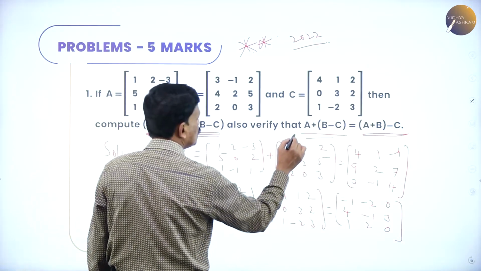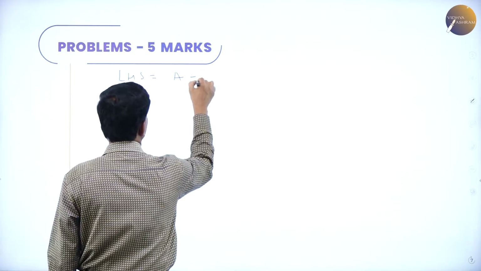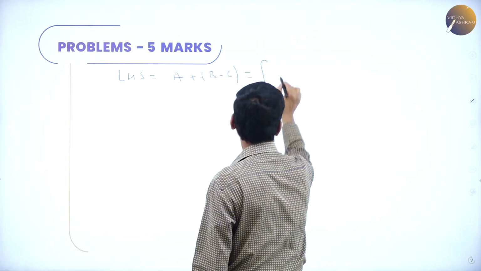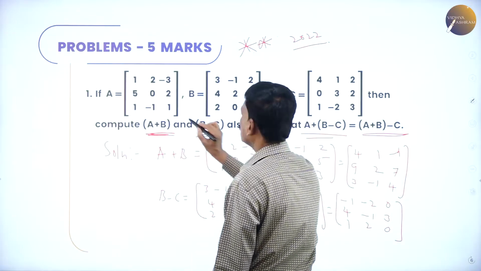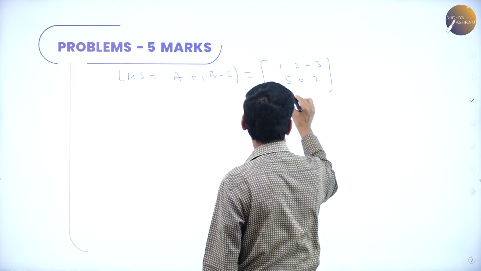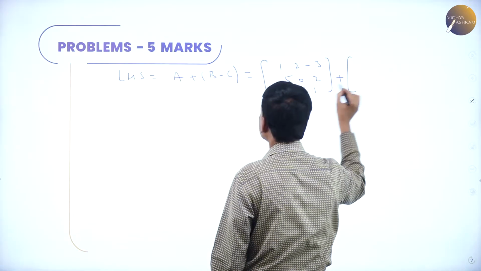What is LHS? A plus B minus C. Now, what is A matrix? 1, 2, minus 3, then 5, 0, 2, then 1, minus 1, 1, plus B minus C.